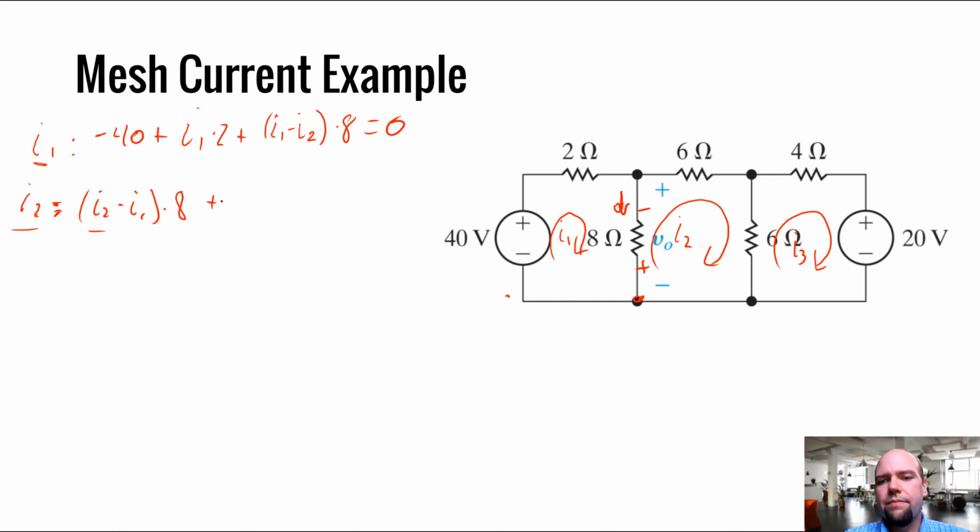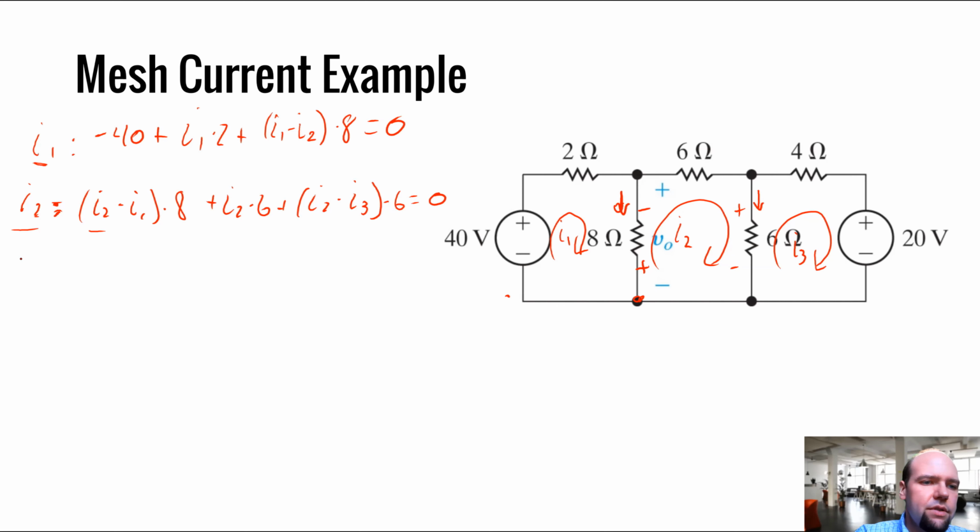Okay, 6 ohm. That's going to be I2 times 6. And then as I continue going around this loop, if I want the voltage drop in this direction and I want to use V equals IR, I have to use the current in this direction. That's going to be I2 minus I3. Well, that equals 0.